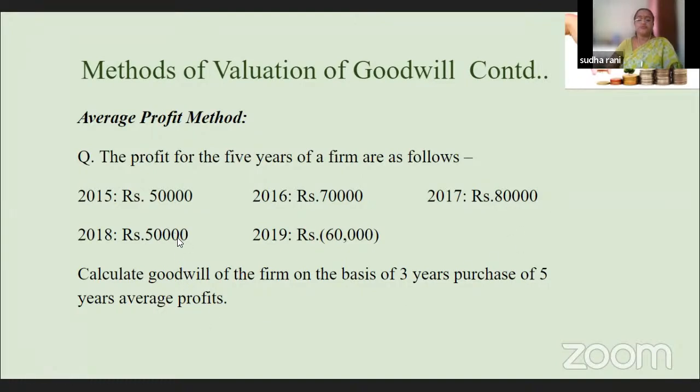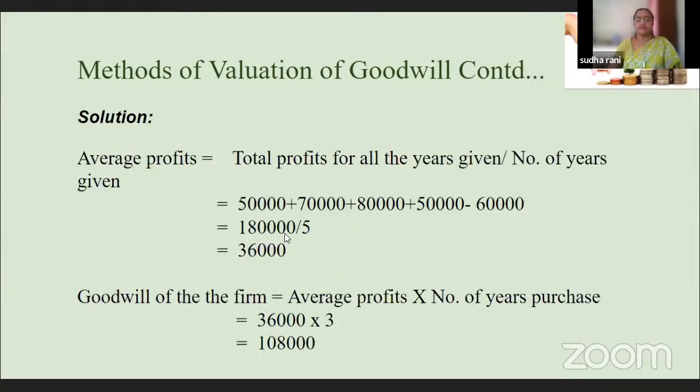Right? So one year is 60,000 given in the brackets. That means it is a loss. Out of 5 years profit, 1 year is loss. So add all the 4 years and subtract the loss year. 2,50,000 minus 60,000 means 1,90,000. By 5 if you take, you will get 38,000.